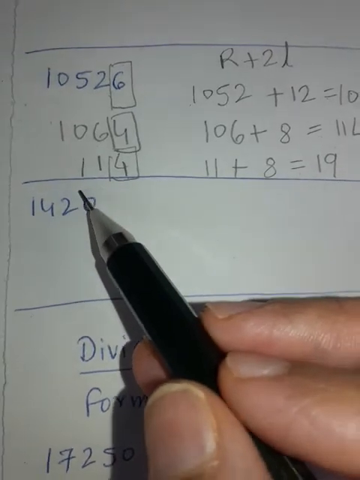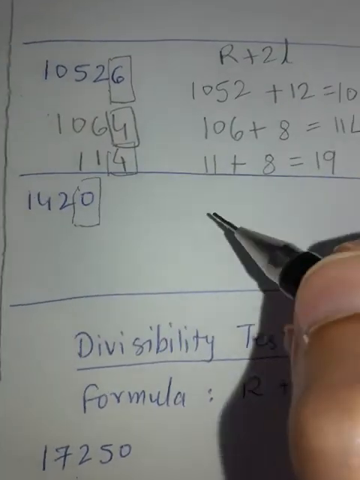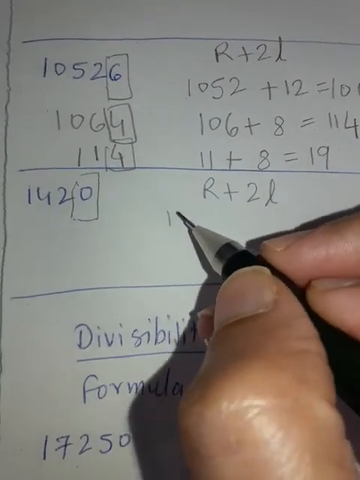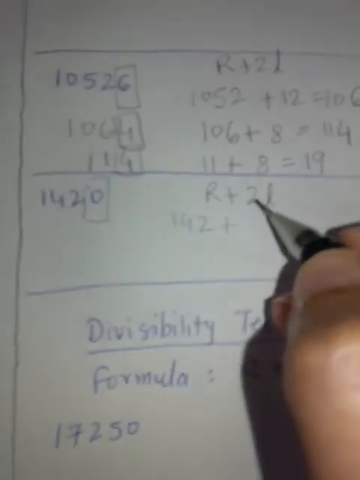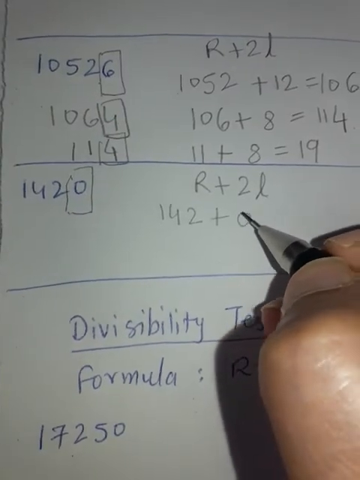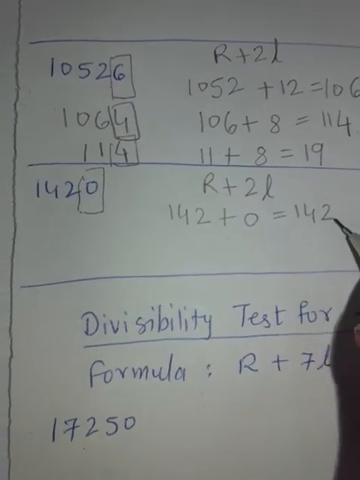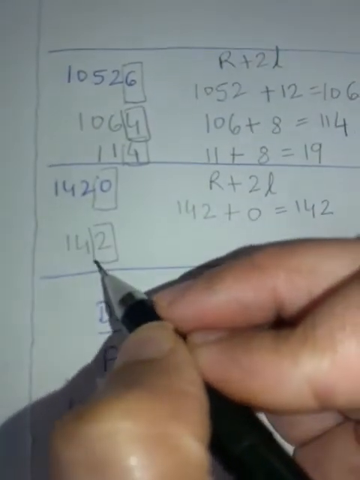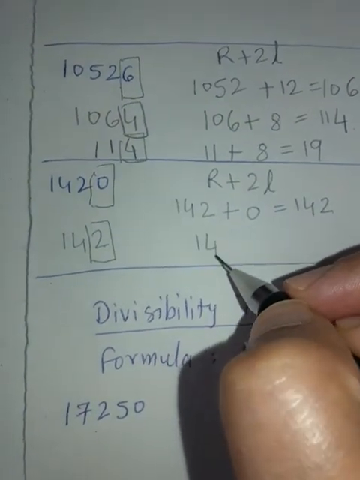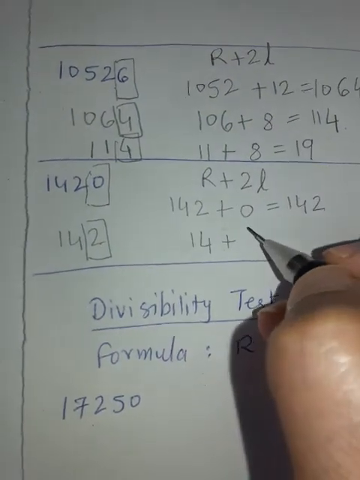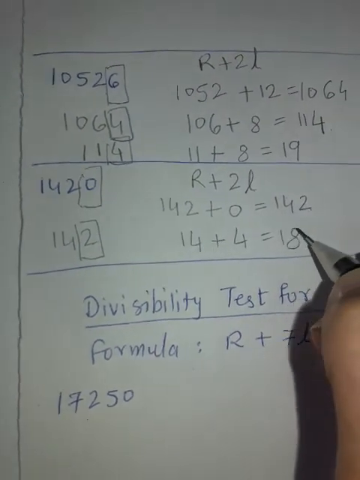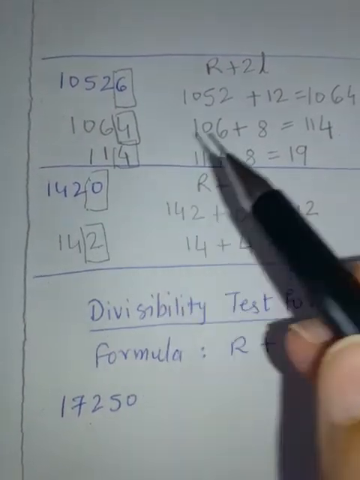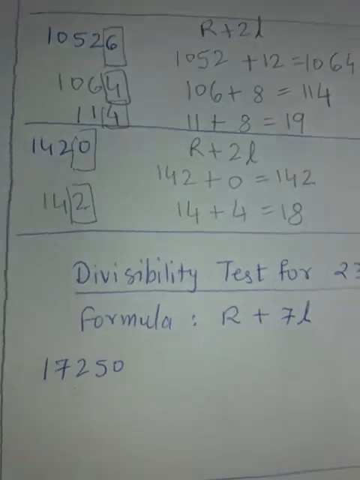Let's try it one more time. Last digit is 0. Formula is R plus 2L. Remaining number is 142. 2L is 2 into 0. That is 0. 142. Write down 142 here. 2 is last digit. Remaining number is 14. 2 2s are 4. Sum is 18. 18 is definitely not divisible by 19. That means this number is not divisible by 19.